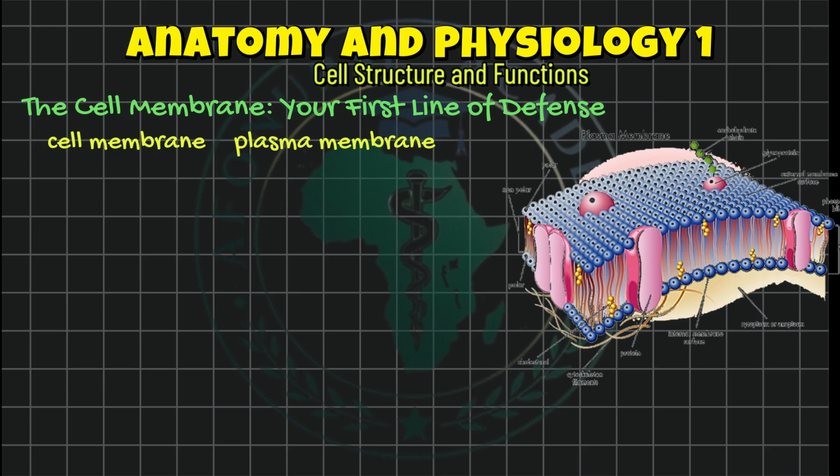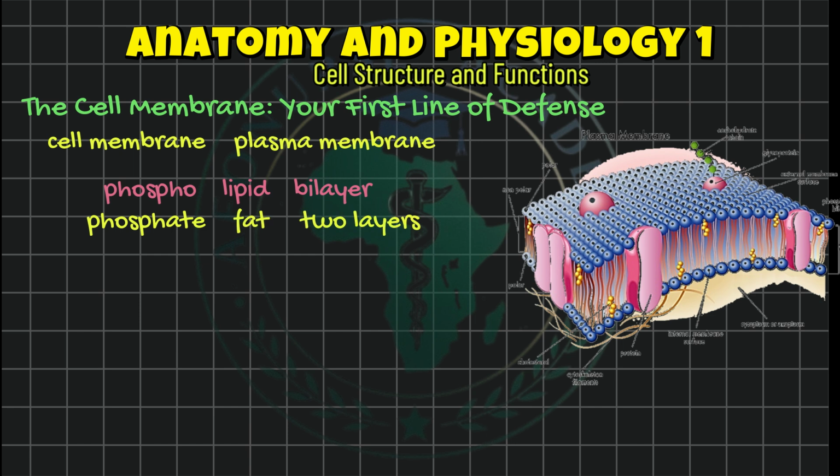The cell membrane is made primarily of something called a phospholipid bilayer. Now, don't let that term scare you. Phospho means phosphate, lipid means fat, and bilayer means two layers. So we're talking about two layers of fat molecules with phosphate groups attached. These molecules arrange themselves in a clever way with water-loving heads facing outward and water-hating tails tucked in the middle.